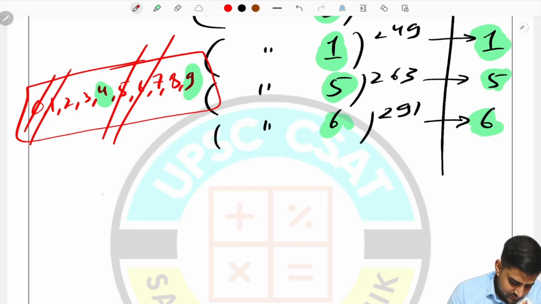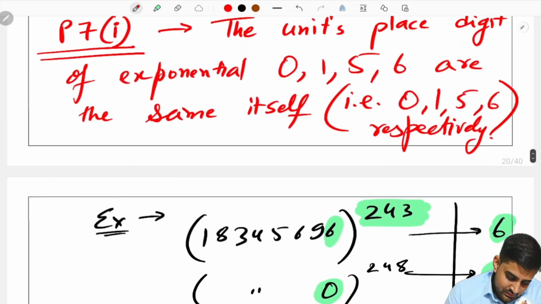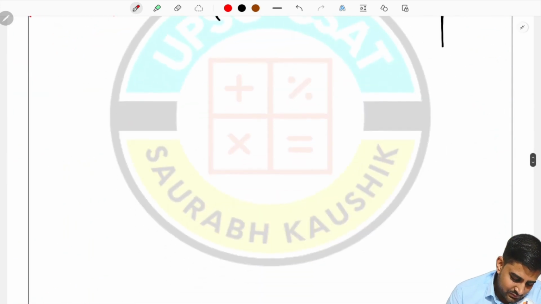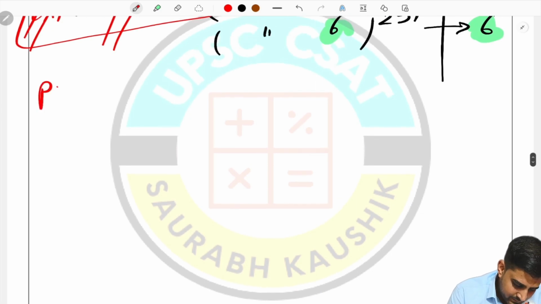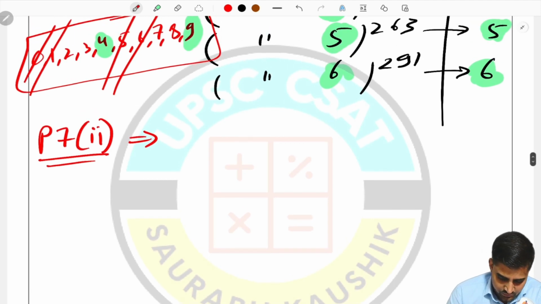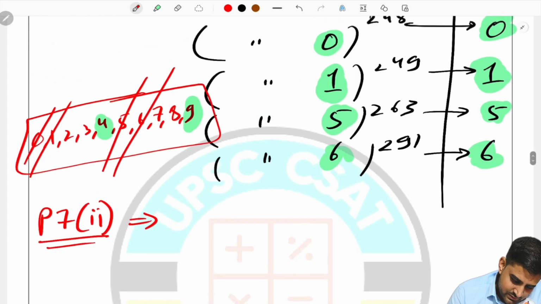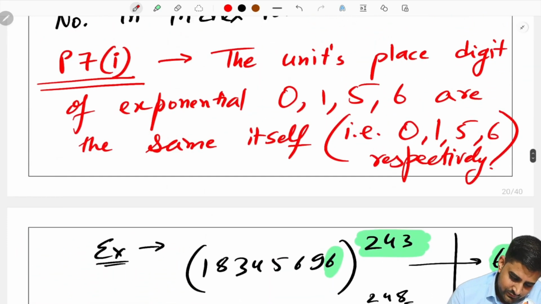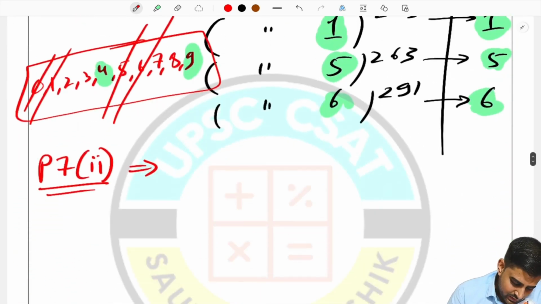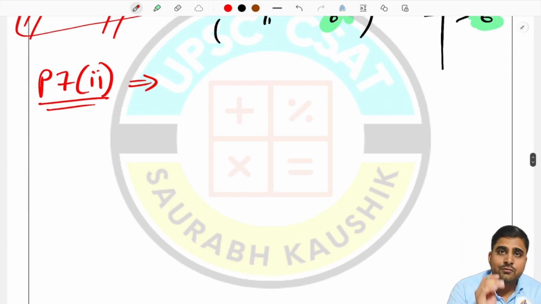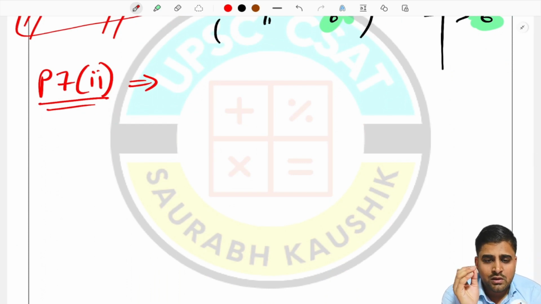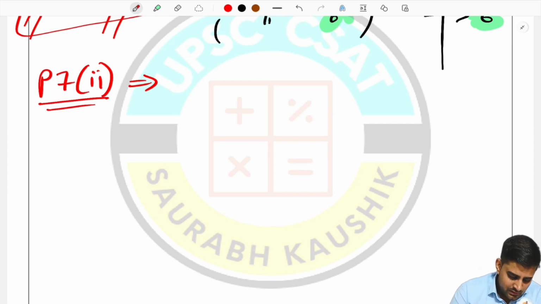Where are we? Yes, we are talking about 4 and 9. It's P7 clause 2. We are talking about 4 and 9 itself. First, let us write the theory. Why am I writing this theory now? Because it will help you to revise. It's for a long vision. Bear with me.